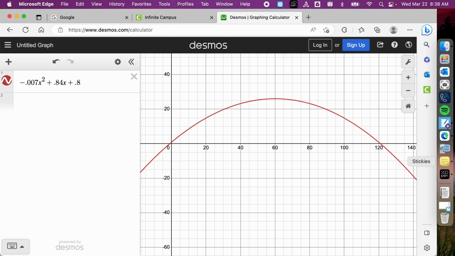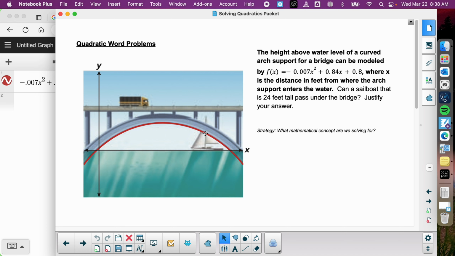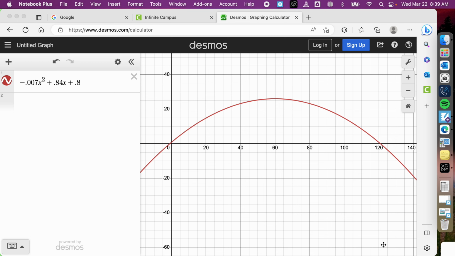Now, the question it asked was, I believe, a 24-foot. Yeah. So you graph this bridge, and it showed the x and y axis here to try to make you tie them together, but it's kind of difficult to see. But it says, can a 24-foot tall, I'm reading that totally bad. Let's pretend I read that correctly. Can a sailboat that is 24 feet tall pass under the bridge? Justify your answer. Well, looking at this, there's only one thing I actually need to know, and that's how tall the bridge is.